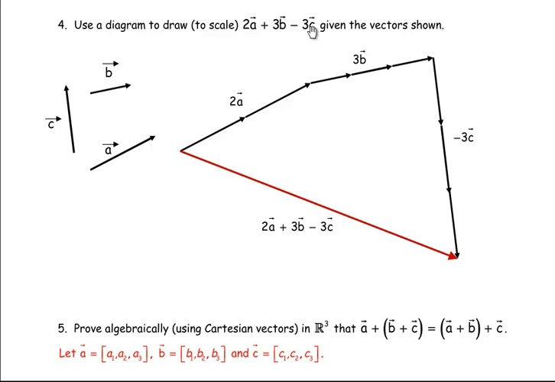And then minus 3c. Well, this is vector c here. Minus 3c is the same as adding negative 3c. So notice that vector c goes up in this direction, so negative c would go down in the exact opposite direction. So there's 1, 2, 3 of them. So that's a negative 3c. So the vector 2a plus 3b minus 3c would go from the beginning of the 2a vector to the end of the negative 3c vector. So it would be this red vector right here.